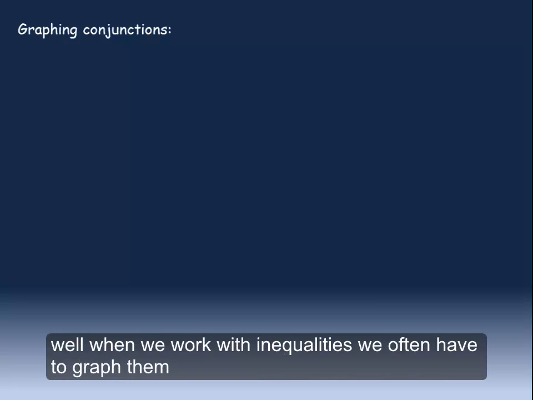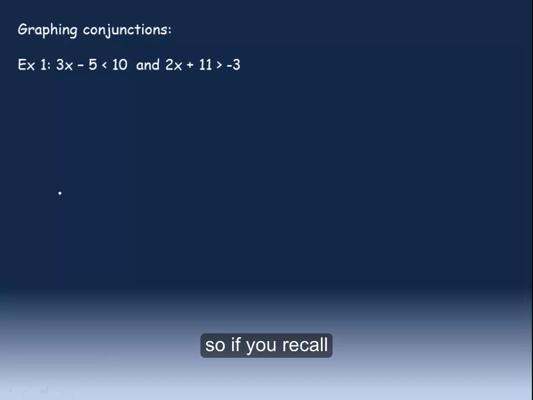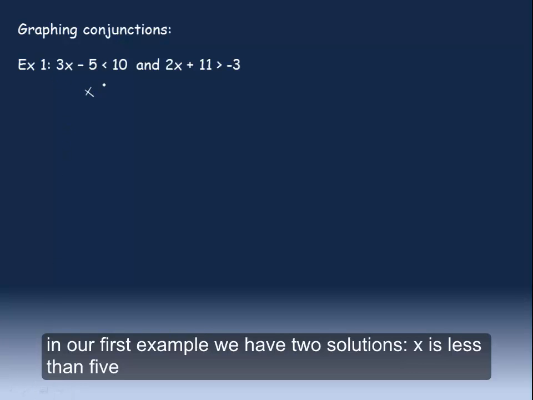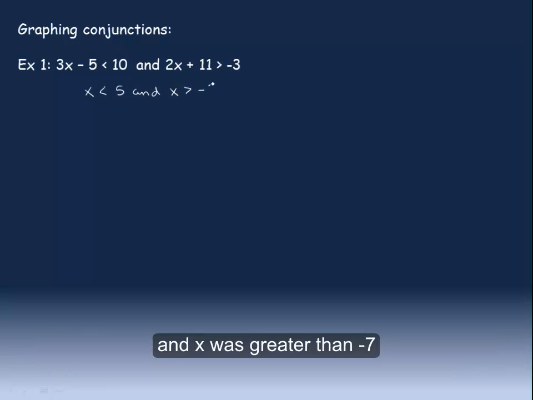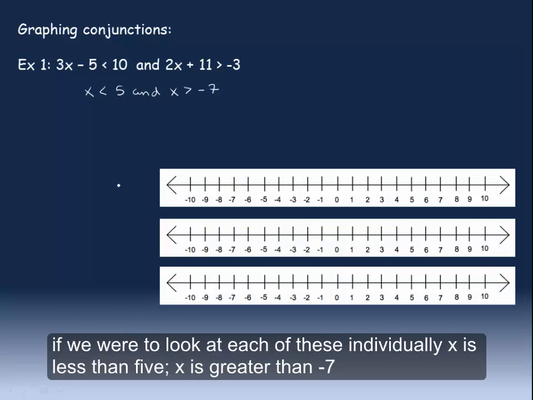Well, when we work with inequalities, we often have to graph them. So we need to learn how to graph the conjunctions. So if you recall, in our first example, we had two solutions. x is less than 5 and x was greater than negative 7. If we were to look at each of these individually, x is less than 5, x is greater than negative 7.